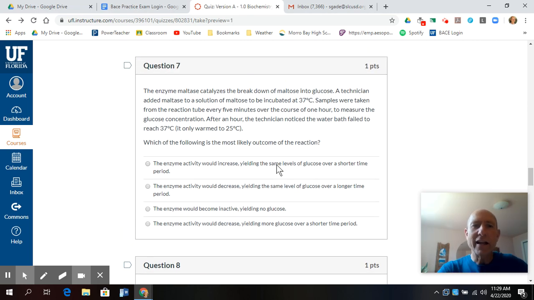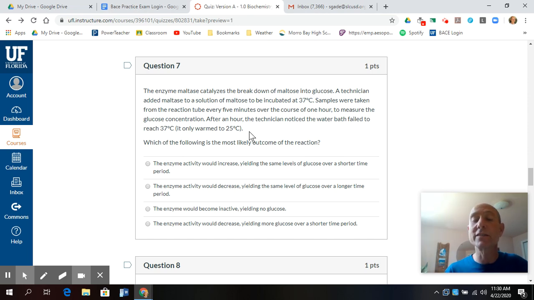Question 7. The enzyme maltase catalyzes, speeds up, the breakdown of maltose into glucose. Same thing. The technician does the same thing, and they're supposed to be incubated at 37°C, but something funny happens and the temperature of the incubator or the water bath doesn't get up to 37°C. It goes to 25. Well, that protocol called for 37°C, because that's the optimal temperature for this enzyme. So any temperature different than 37°C is going to decrease the activity of the enzyme.